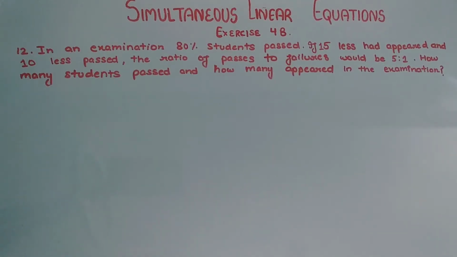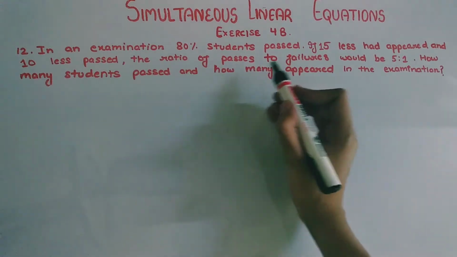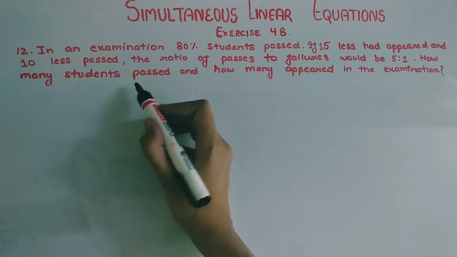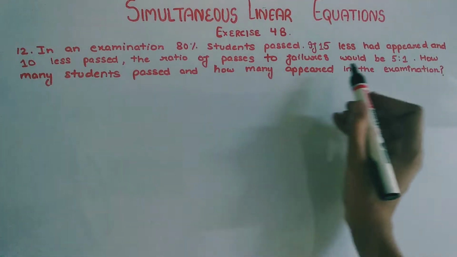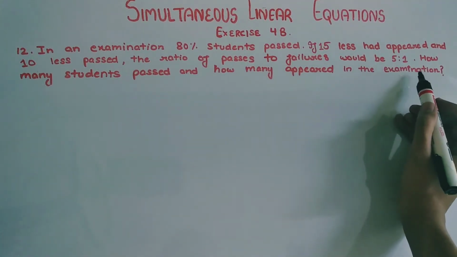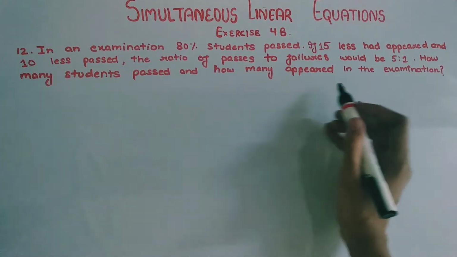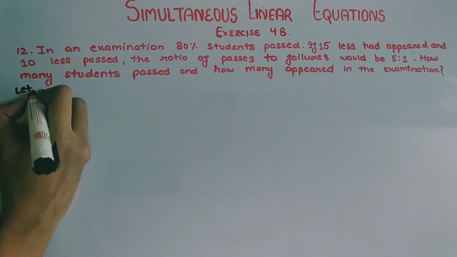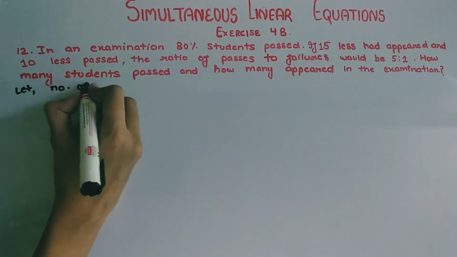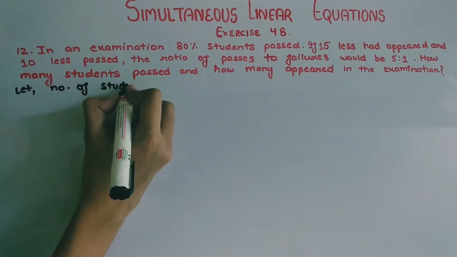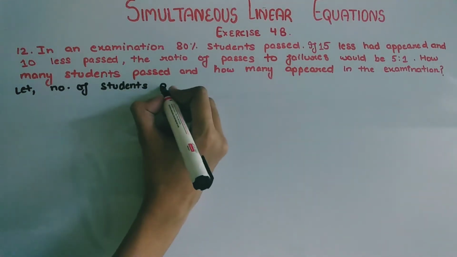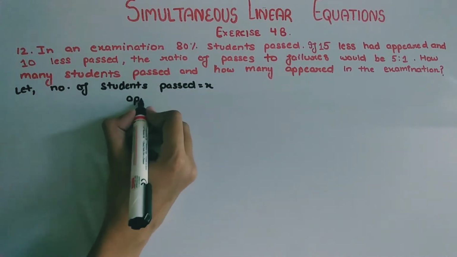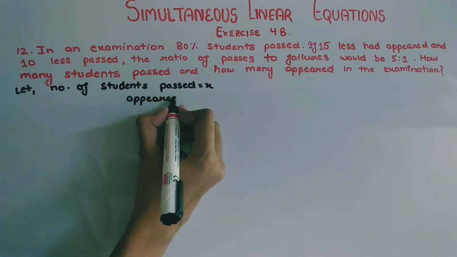We have the 12th question. In an examination, 80% students passed. If 15 less had appeared and 10 less passed, the ratio of passes to failures would be 5:1. How many students passed and how many appeared in the examination? First of all, let the number of students that passed be x and the number of students that appeared be y.